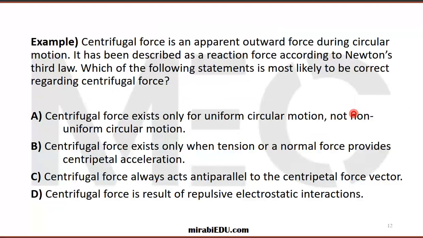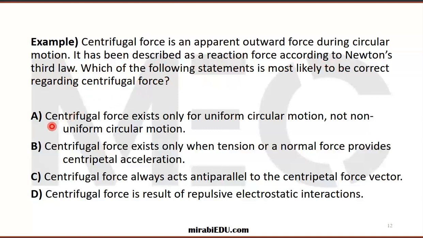Okay, this is a multiple choice question. Centrifugal force is an apparent outward force during circular motion. It has been described as a reaction force according to Newton's third law. Which of the following statements is most likely to be correct regarding centrifugal force?